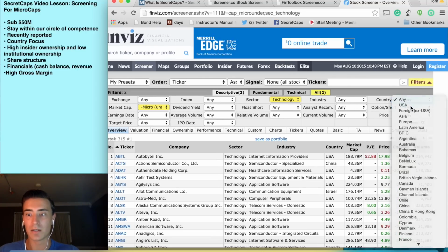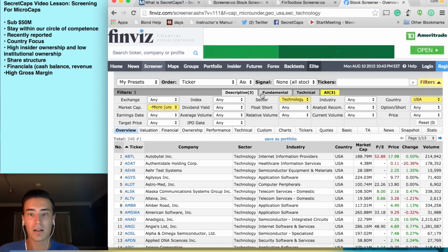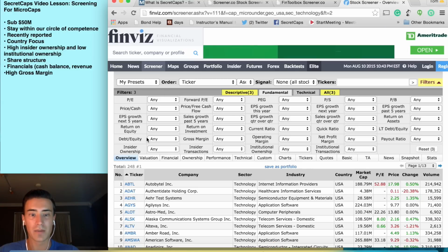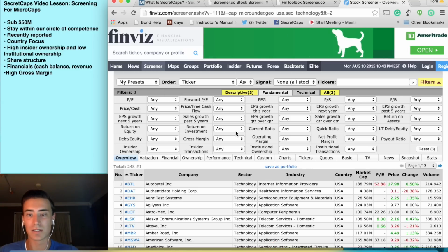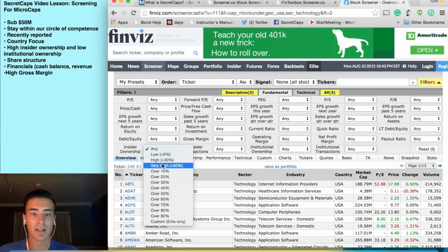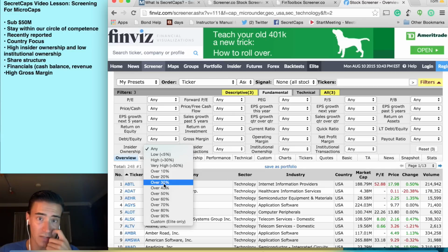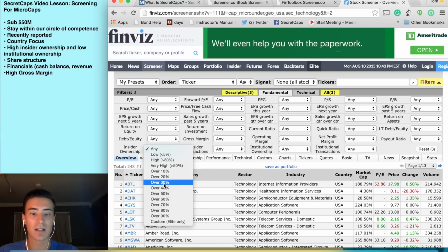Country, let's say USA. Go to fundamentals over here. We can't put in cash levels, etc., which I don't like. I like Screener Co because they're a little bit more specific, but FinViz is another way to help you catch names that you might have missed.